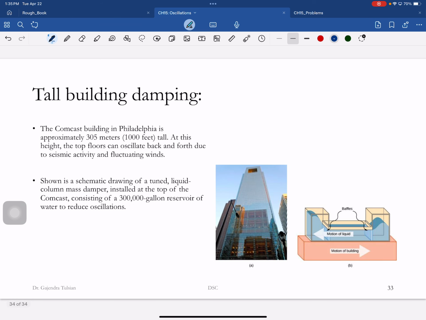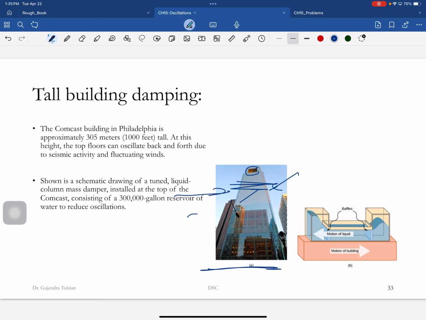All these large structures have damping. So here's a building in Philadelphia. If the wind blows and gets the building shaking and the frequency matches the natural frequency, you might end up having large amplitude oscillations and the building might fall. So here's how they're providing damping.